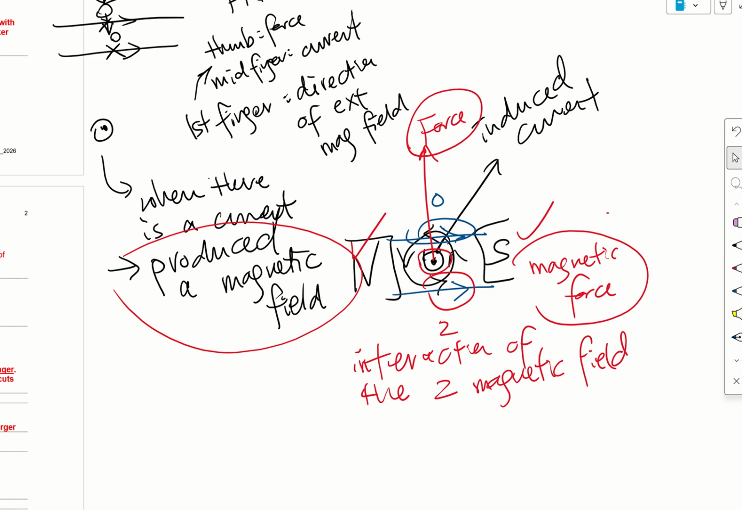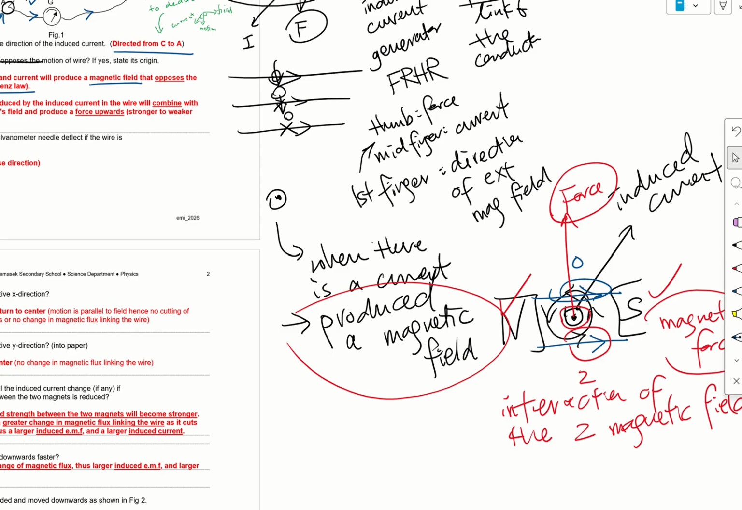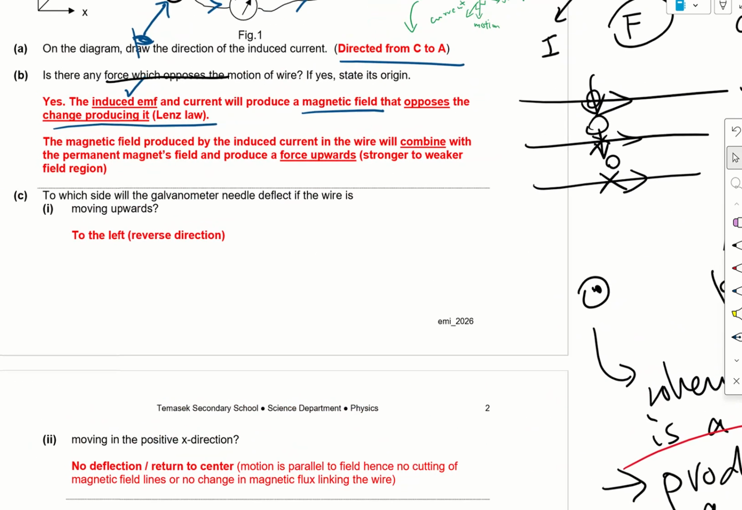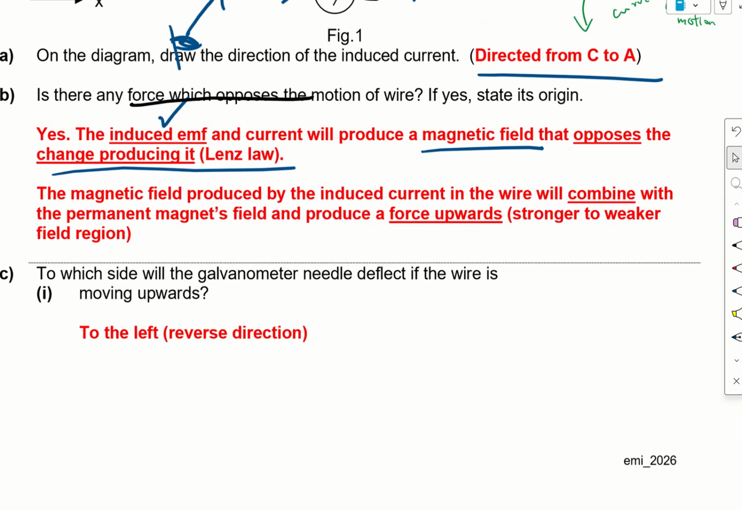The induced current will flow in a direction so that the magnetic field it produces will interact with the external magnetic field to produce a force that opposes the change producing it. Okay, so actually there's a connection between the previous chapter of electromagnetism and electromagnetic induction. Okay, so let's look at the actual answer. How can we write it?